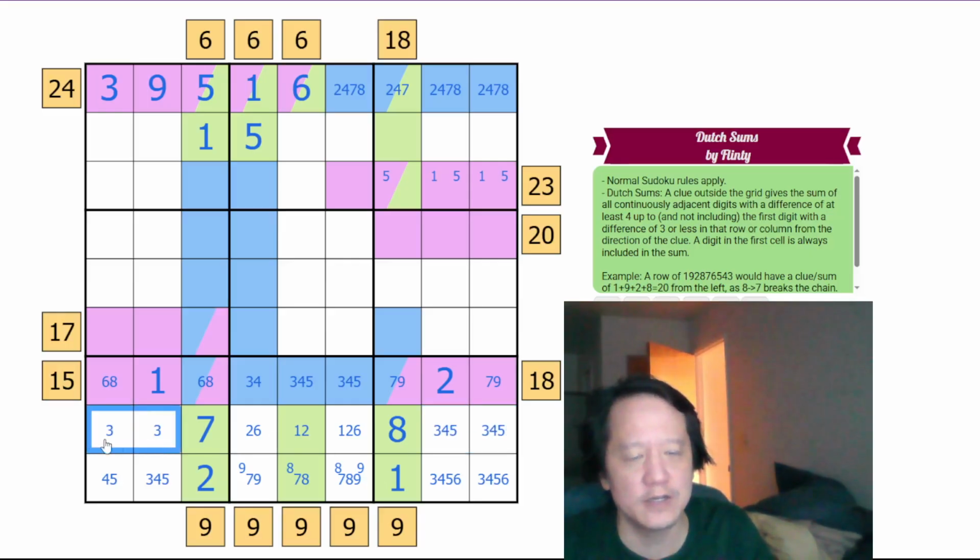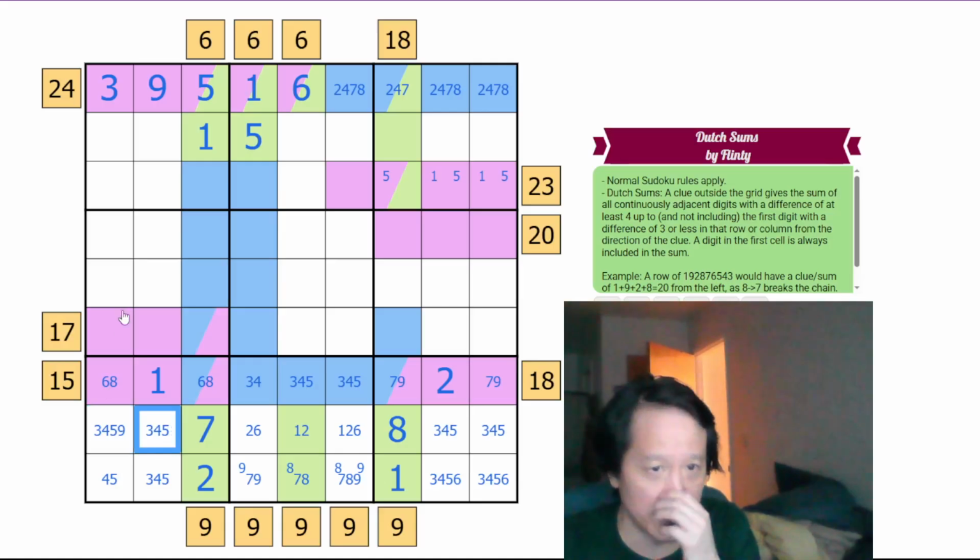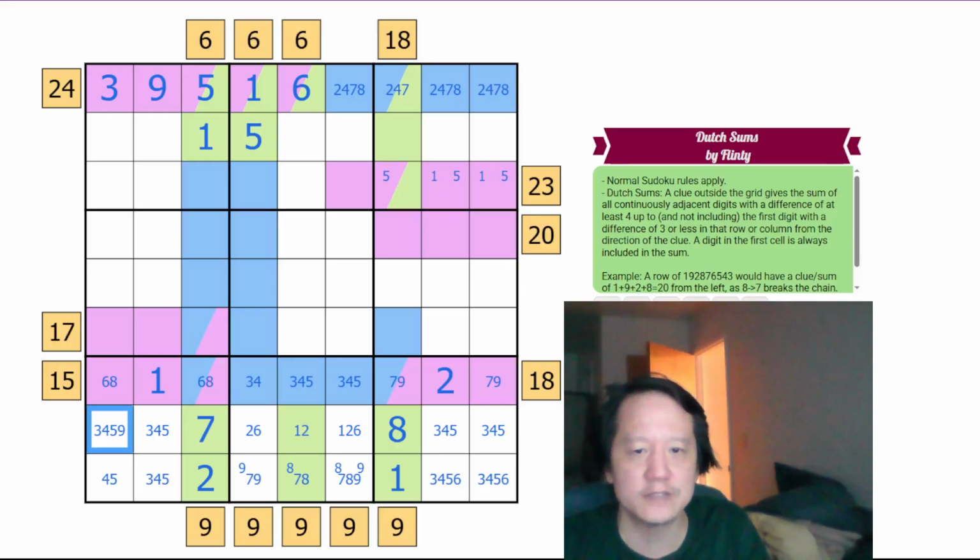5, 9. And this can't be 9 here. This has to be 9 here. 9 cannot be here because of 9 in the column. So where is 9 in row 2? It has to be here.